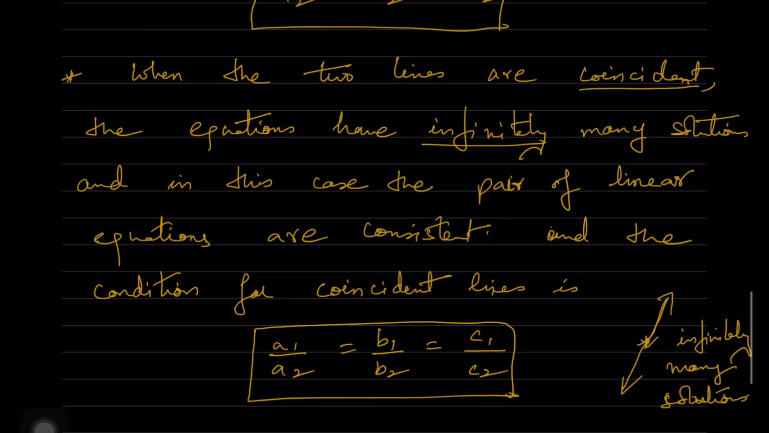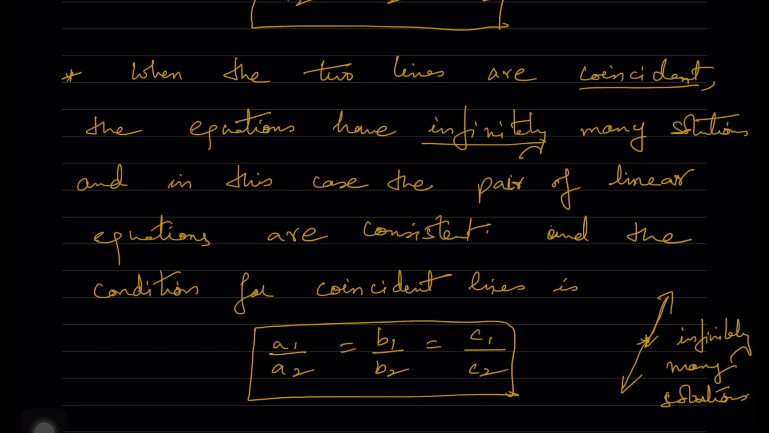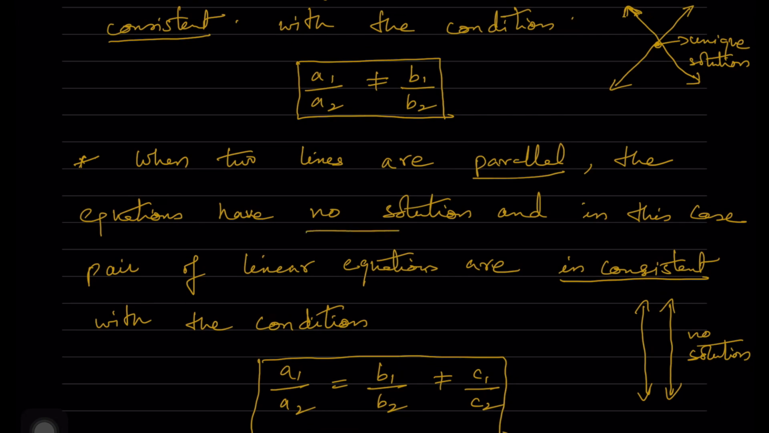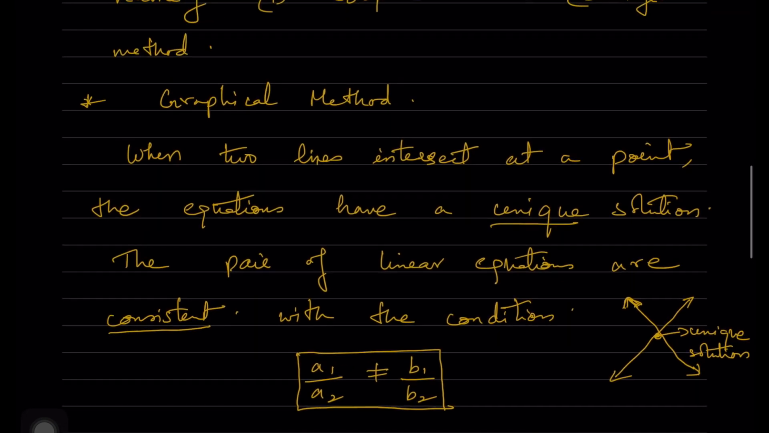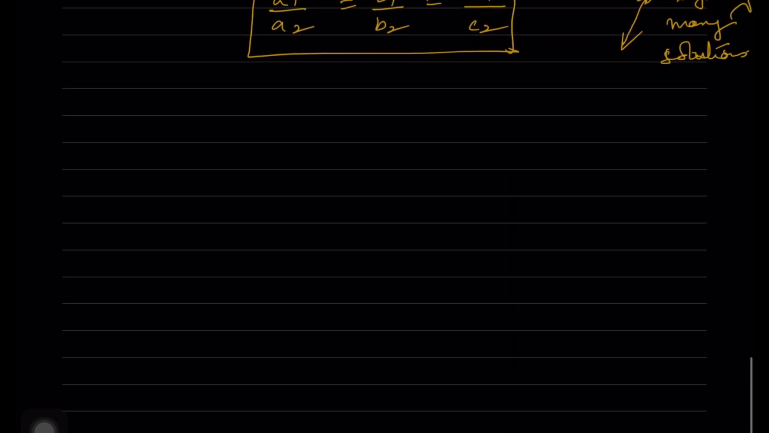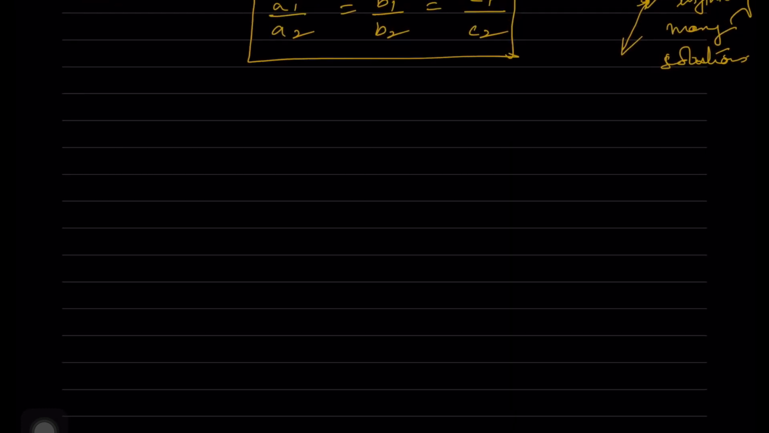So these are all about the graphical methods which we are having, the introduction to all the graphical methods. To remember all the points: first, intersect, unique and consistent. Second, parallel, no solution and inconsistent. And third, coincident, infinitely many solutions and consistent.